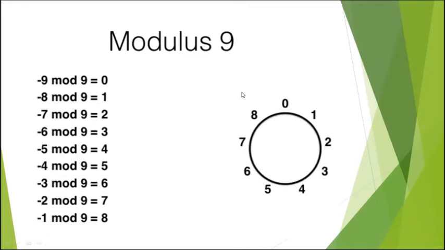For a counterclockwise naman po tayo dito. Negative 9 mod 9, the answer is 0. Negative 8 mod 9, ito siya, no? The answer is 1 pa rin. May remainder na 1. Negative 7 mod 9 is 2. Negative 5 is 4. Negative 4 is 5. Negative 3 is 6. Negative 2 is 7. Negative 1 is 8. Okay? For the counterclockwise direction.